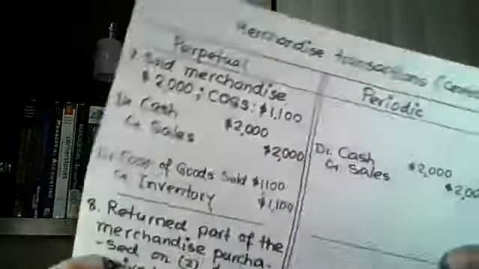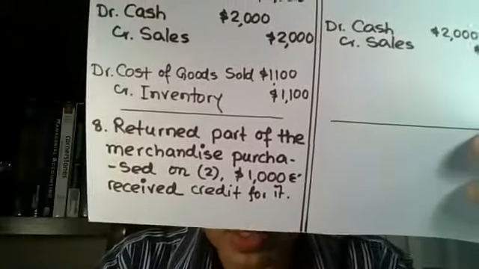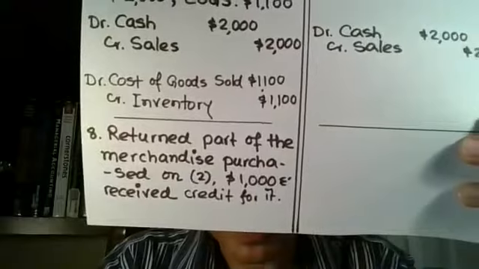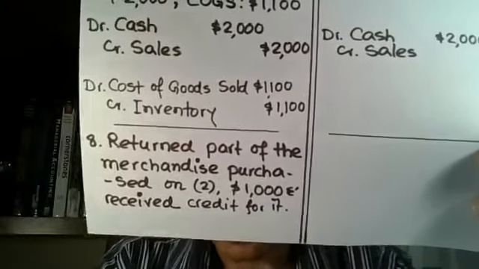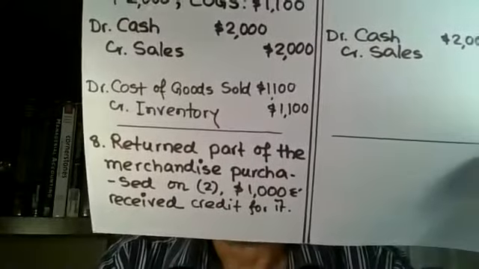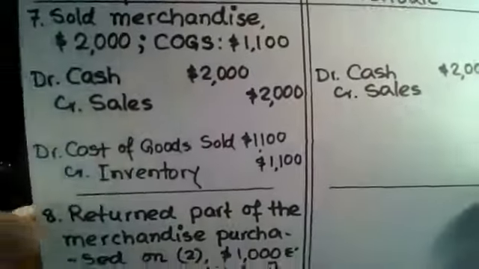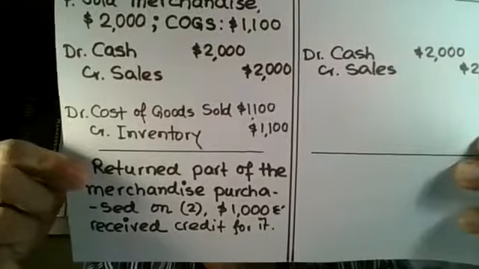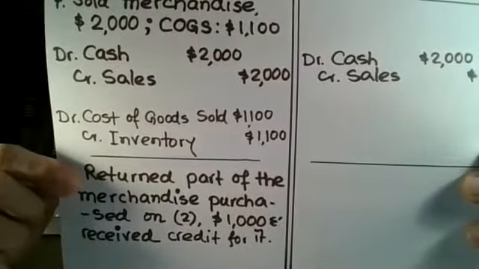So part of these goods have been returned. So we're saying that we returned part of the merchandise purchased on number 2. How much was it? $1,000, and received credit for it. Of course, you're not going to receive cash because it was not a cash purchase. So when you return it, if it was a cash purchase, you can expect a cash refund. If it was a credit purchase, you should be expecting a credit memo. All right. So return part of the goods purchased on number 2, and then the amount is $1,000, and received credit for it. So you tell me what's happening here?